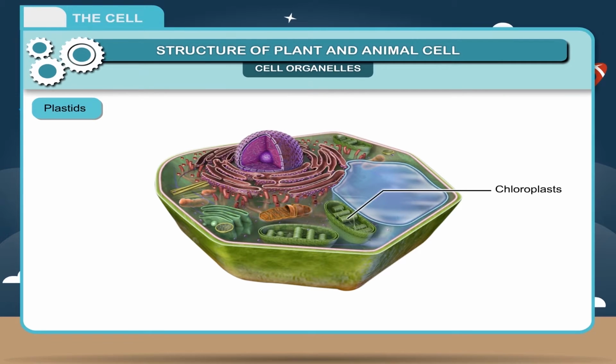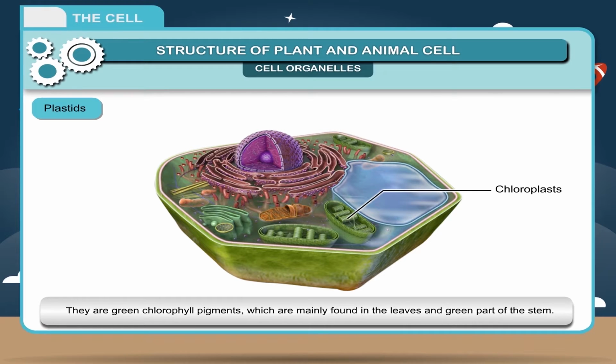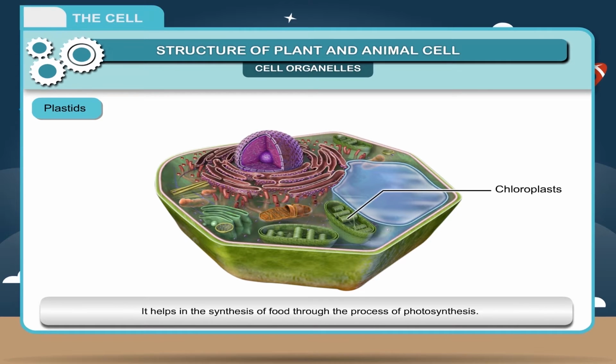1. Chloroplasts. They contain green chlorophyll pigments and are mainly found in the leaves and green part of the stem. It helps in the synthesis of food through the process of photosynthesis. They are also called the kitchen of the cell.